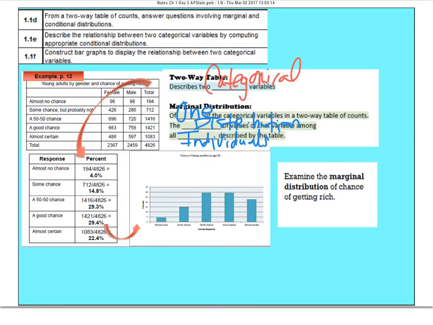Now, what if they want the marginal distribution computing the relative frequencies of those counts? All I would do is, for example, for almost no chance, take the 194 and divide it by the total. So this right here represents the marginal distribution by percentages. Now we will wrap up our notes talking about how you would make a bar chart for that, and this is just a quick example. So let's dive into an example in your packet.